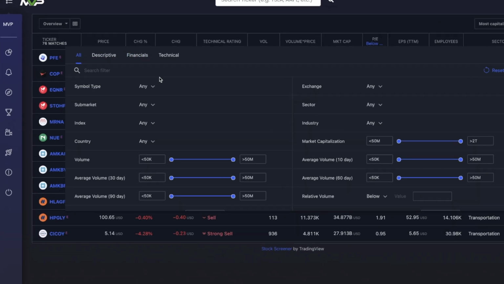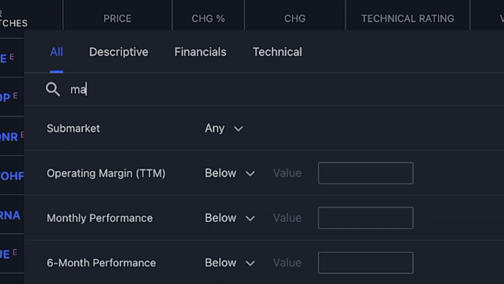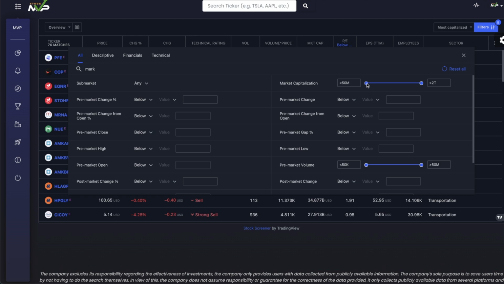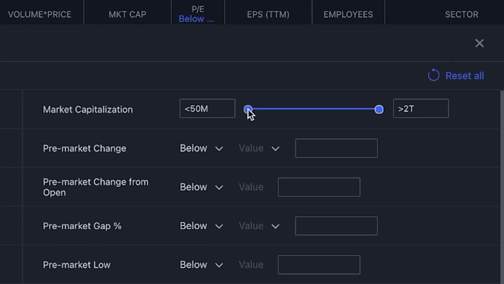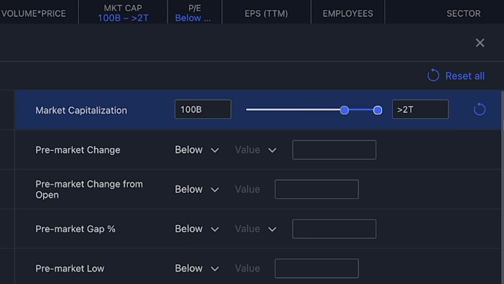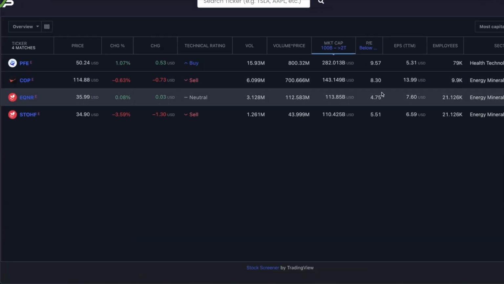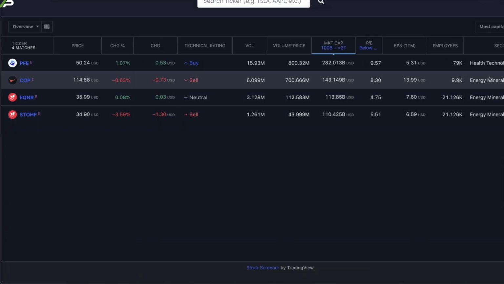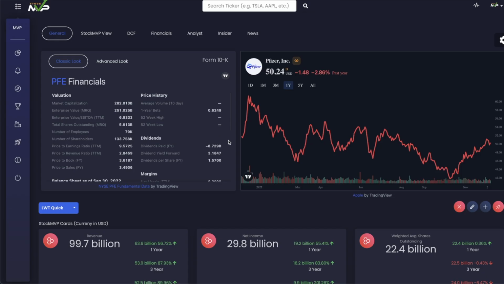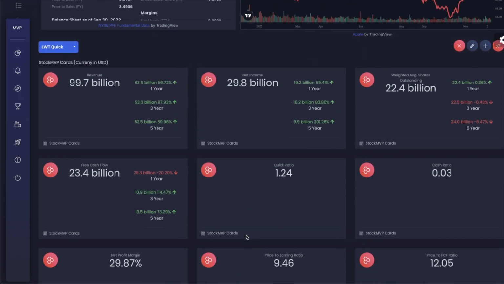And I also want to look for the market capitalization. So you can actually search here and see the size of the company. So I don't want to look at companies less than 50 million. I want to actually look at large companies that are valued over 10 billion. In fact, no, I want to go straight up to 100 billion. And then I'm going to click X, and you can see it's filtered out most of the companies, and we can see we've got 3 energy minerals companies and 1 healthcare company. I can then go and click PFE, and we can go and look at this company in more detail.